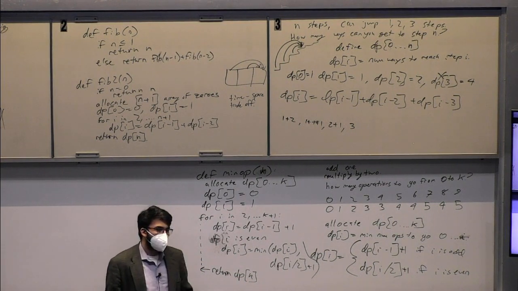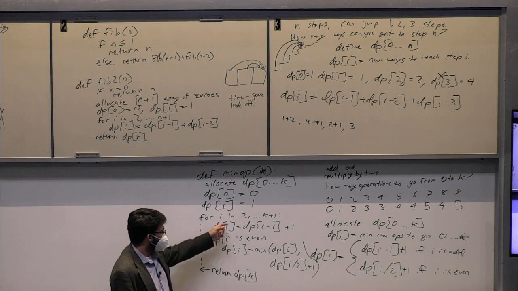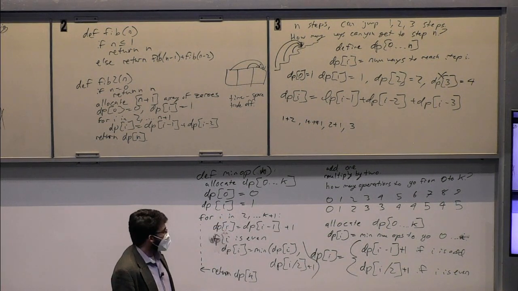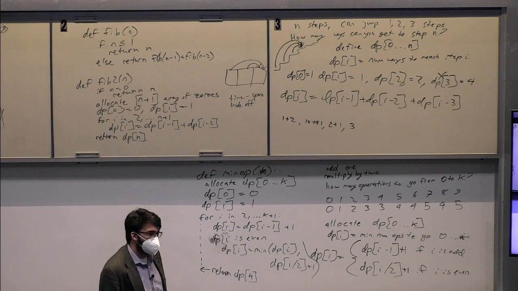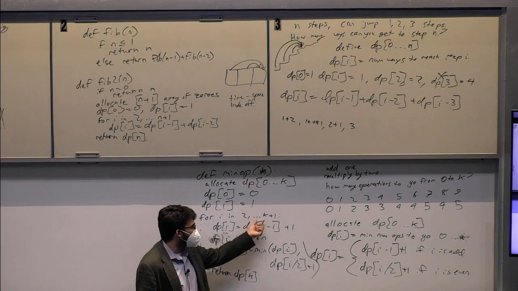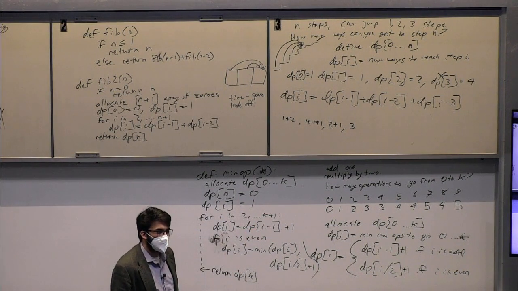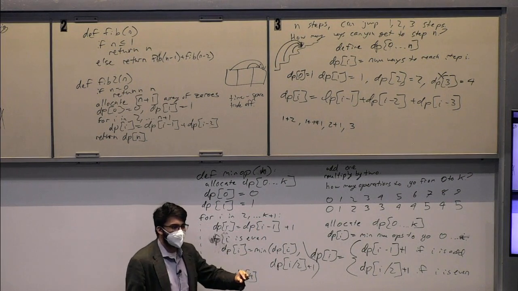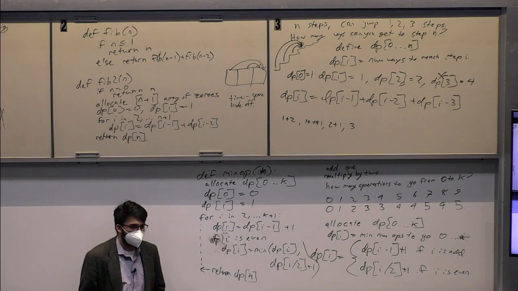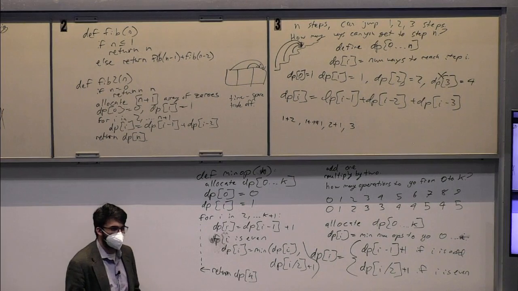Yes? Because I'm using Pythonic notation here, and it's not inclusive of the last element. That's the only reason. I want the kth value to be hit. So I simply will set it to k plus 1. Yeah, this is a me-specific thing.